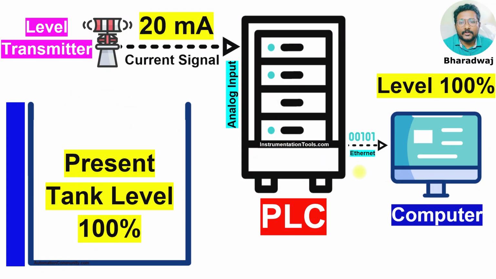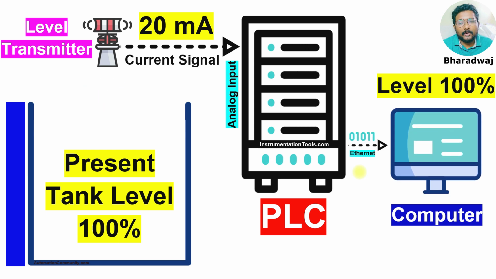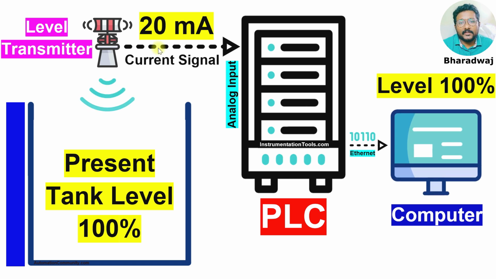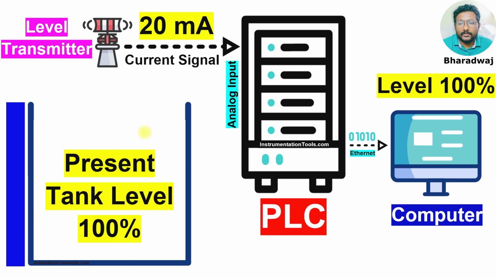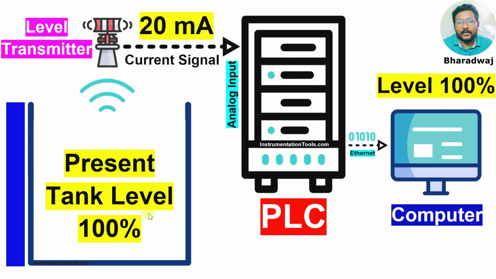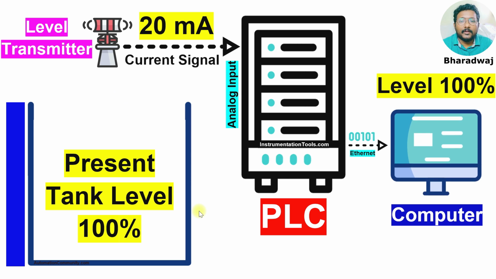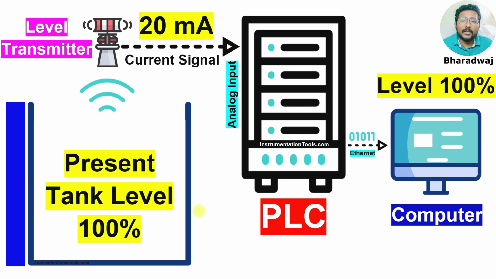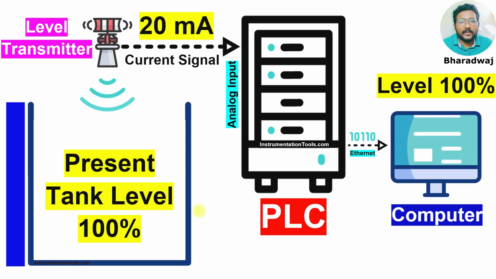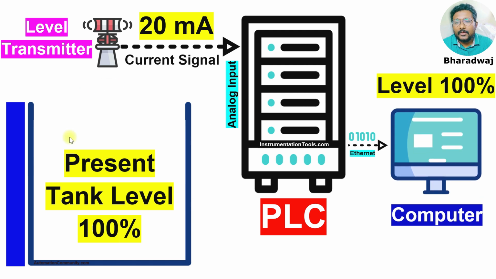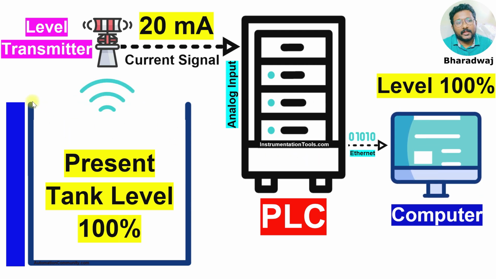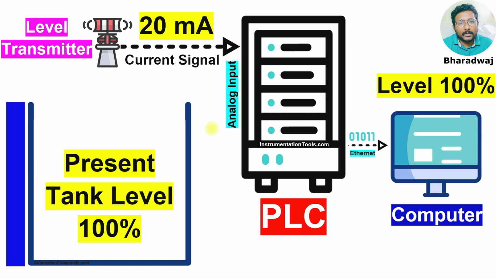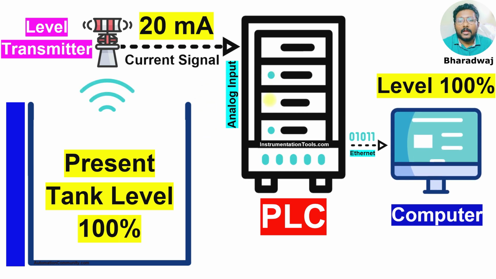In the previous videos, we discussed the level transmitter output current signal status with respect to tank level. We simulated tank level from 0% to 25%, then 50%, then 75%, and finally 100%. So now the tank level is 100%. We will use the same concept to understand analog output.